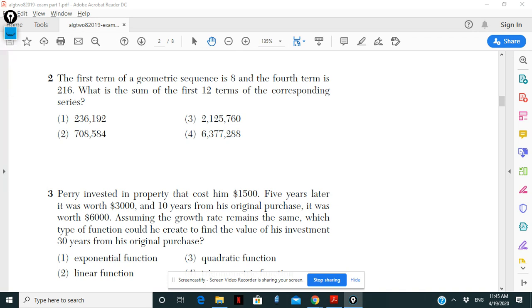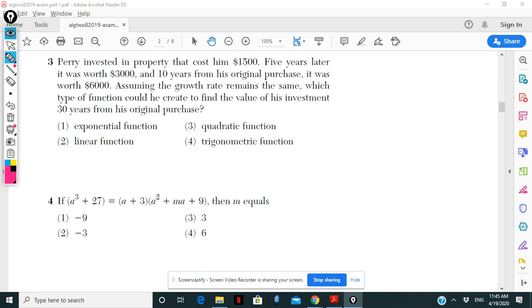Question number 3. Barry invested in property that cost him 1,500. 5 years later, it was 3,000. And 10 years from his original purchase, it was 6,000. Assuming that the growth rate remained the same, which type of function?